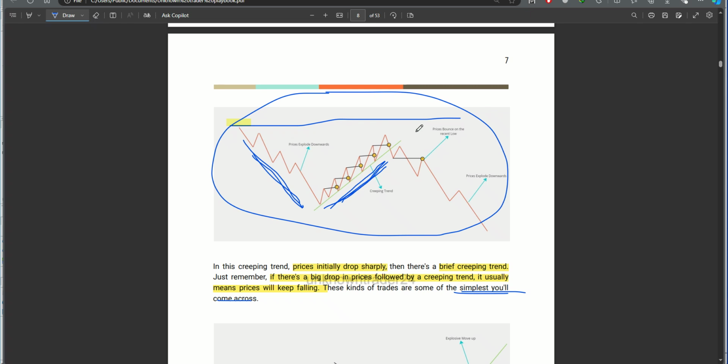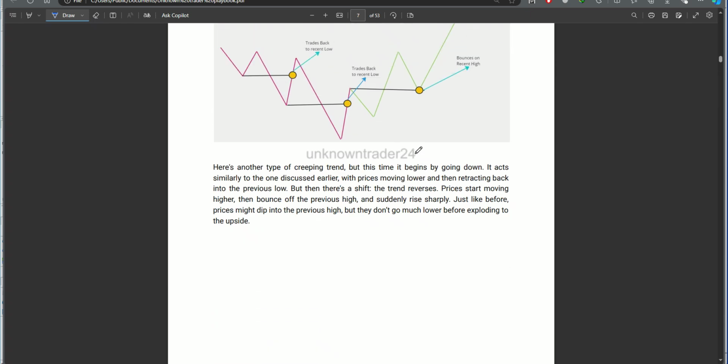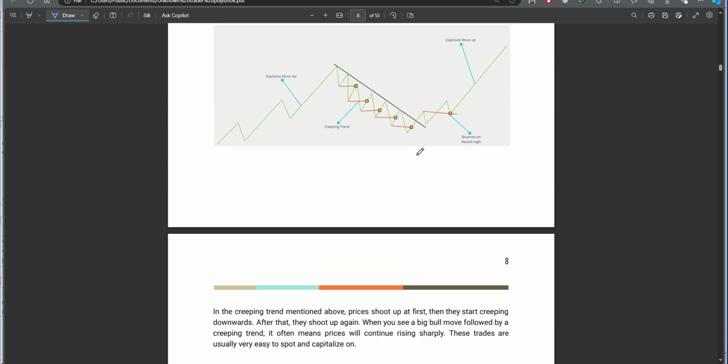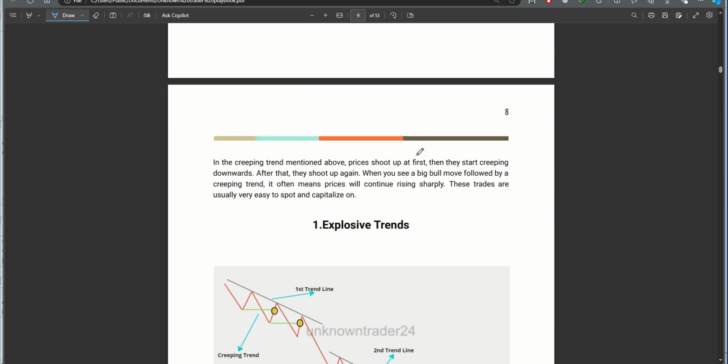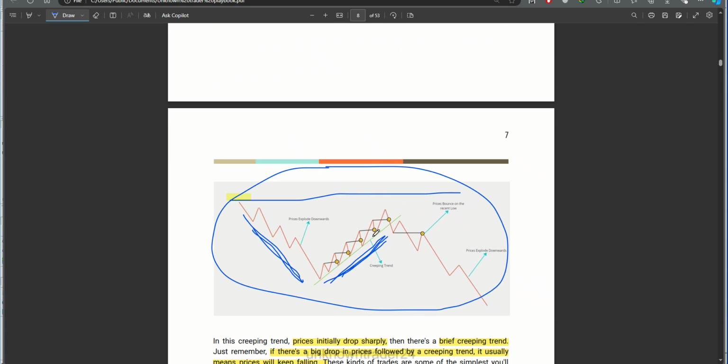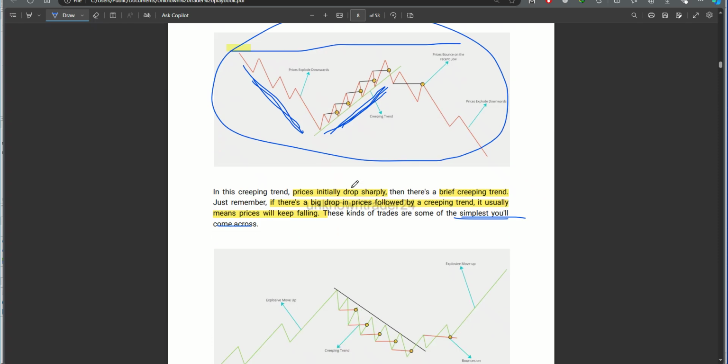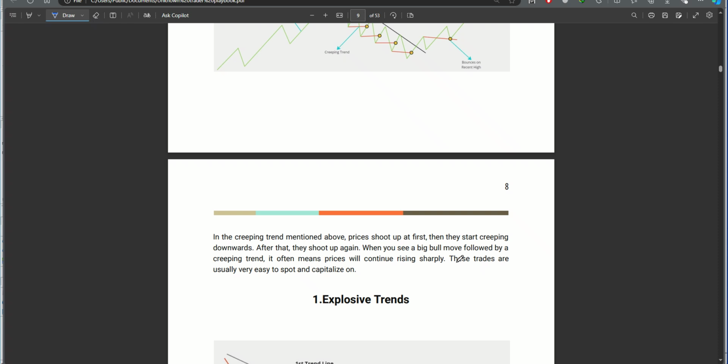They might not give them every day. I have a lot of trends in this playbook. Just make sure you master these trends. I have explosive trends. This one is something you don't want to counter trend because it will blow your account. Even the patterns, everything has been summarized and you have it. Just master all these things, because when they happen, they are going to give you the simplest trades. Even here, I repeated this: these trades are usually very easy to spot and capitalize on.